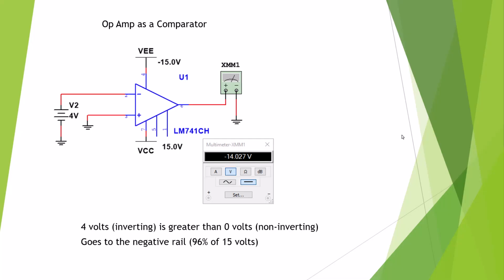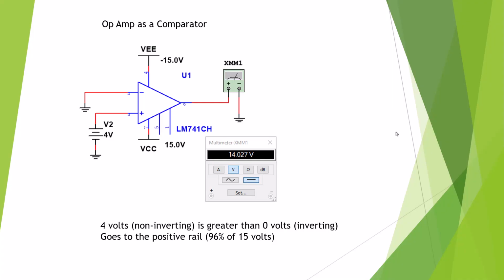Here we see an op-amp used as a comparator, and what we have is a +4 voltage going into the inverting side, and we have ground or 0 volts going into the non-inverting side. So the rule of the comparators is the largest input will drive it to that rail. Since we have 4 volts here and 0 volts here, 4 volts is greater than 0, so that would drive it to the minus rail, which -14 volts is pretty close to the 15 volt power supply.